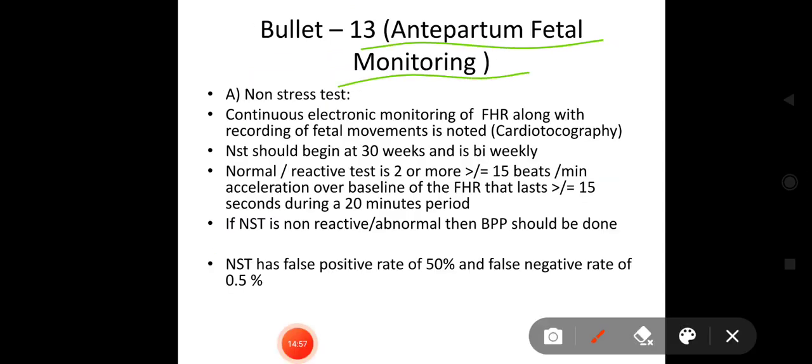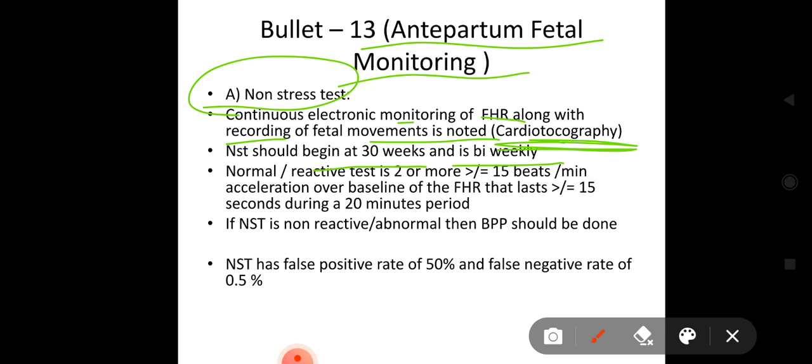Antepartum fetal monitoring, non-stress test. This is an important topic. How is it done? What is a non-stress test? Continuous electronic monitoring of fetal heart rate along with recording of fetal movements is noted. So it is not cardiotocography. NST should begin at 30 weeks and is done bi-weekly.